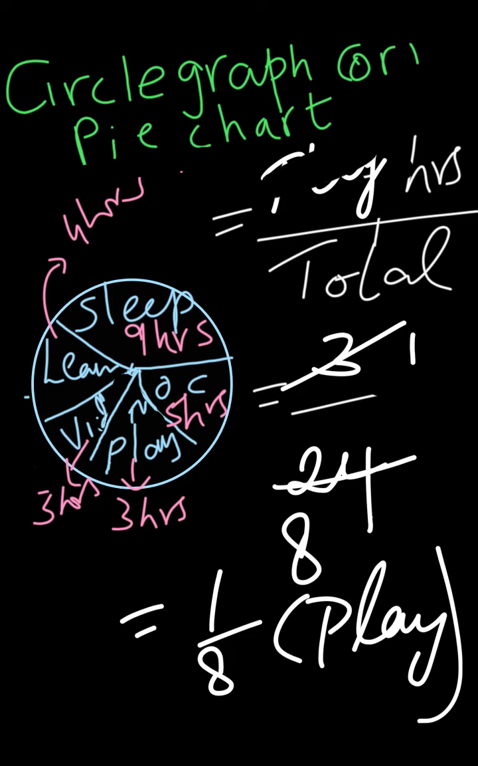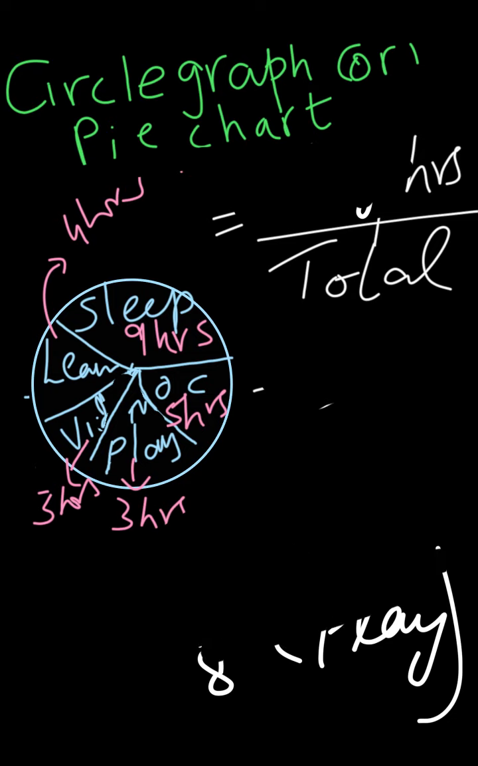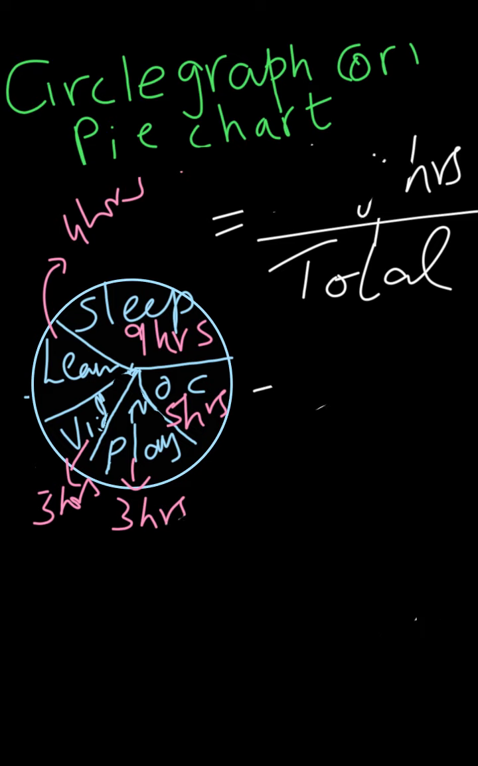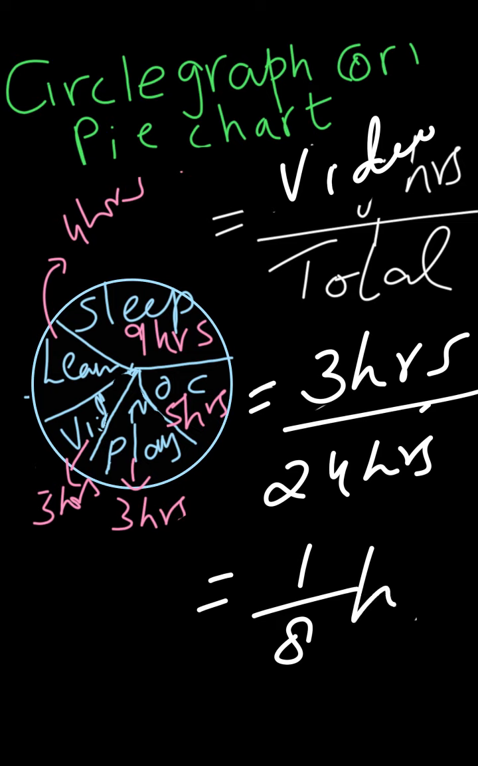Next, if we have video making time, what is that going to be? I'm going to explain, but let me rub the board. So first, what is that? Video making. So here I'll be writing video making. Video making how many hours? As I told, 3 hours. By total number of hours, which is 24. So obviously this is also going to be cancelled in the same way, that is 1 by 8. Clear?